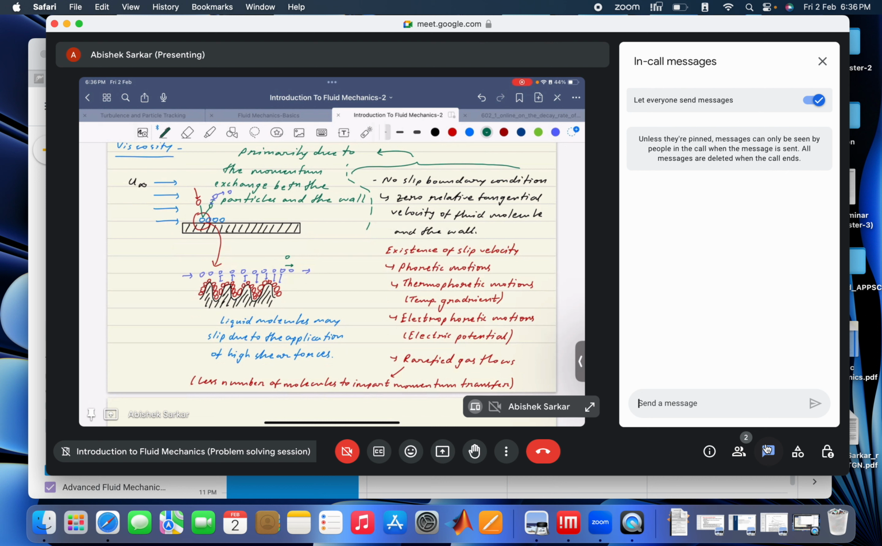Then following that, we come into a very important definition, that is the no slip boundary condition. Okay, the no slip boundary condition. So we'll just wait for a few minutes so that you can digest the concepts that we have discussed till now, and then we can take in the next topic, and that is the no slip boundary condition.